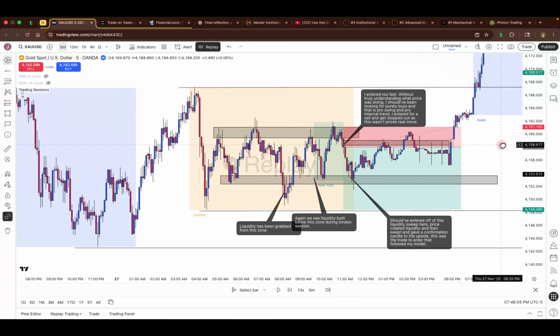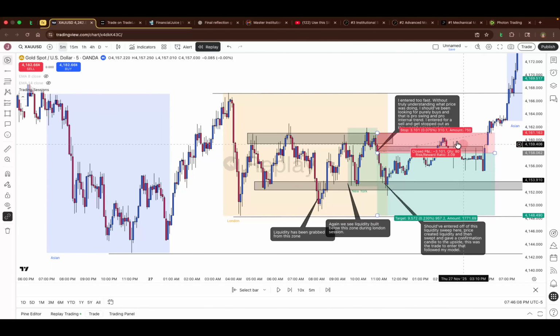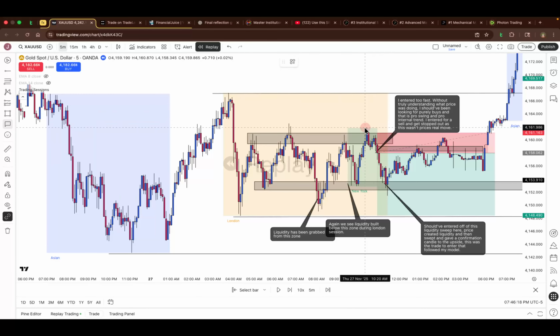So this is literally it. So for that session, I'm not sure where I was going here. I think I was going for a sweep of liquidity towards here, but I'm not looking for a sweep of liquidity towards the opposite side.